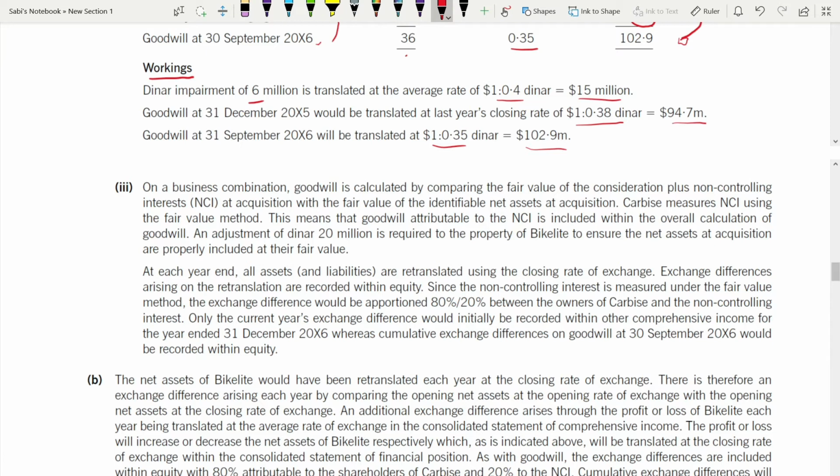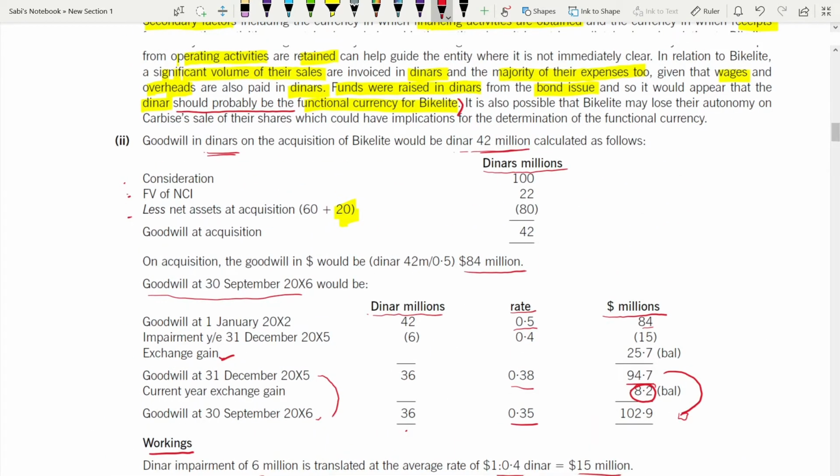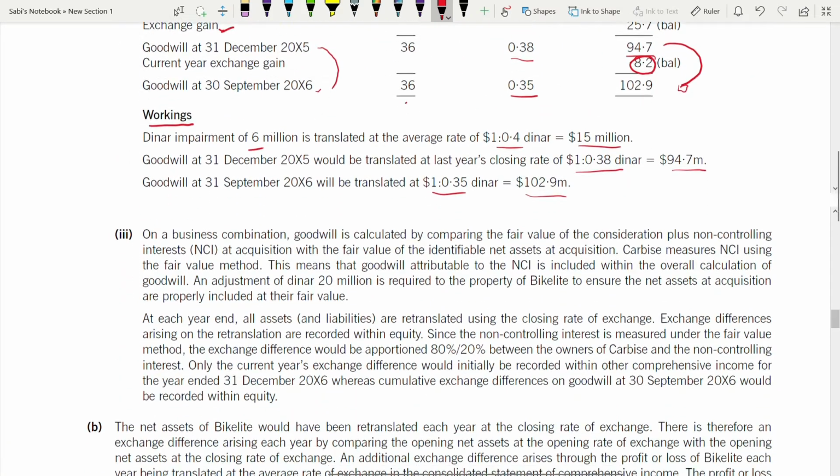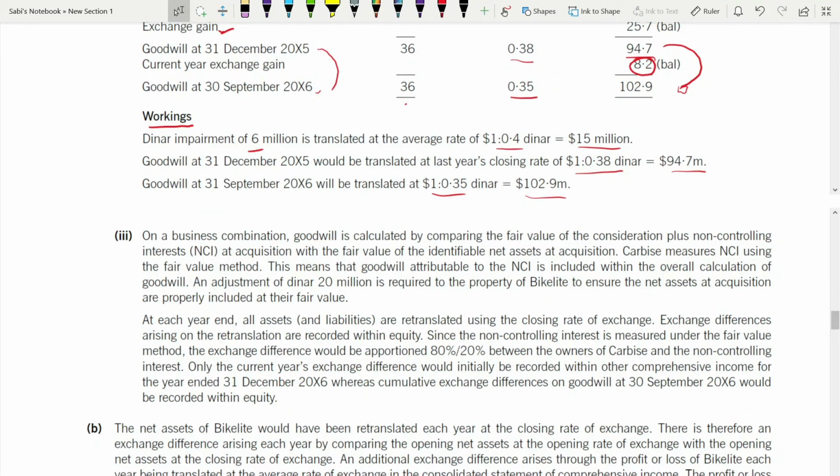Now you are writing how you calculated that goodwill. You are explaining. This explanation has to be there. Goodwill is calculated by comparing fair value of consideration plus the workings which you have done here. This table, can you see this table? Consideration plus fair value of NCI minus net assets at acquisition gives goodwill. The same you're writing in sentences, in words. There you need calculation, here you write in words. So goodwill is calculated by comparing fair value of consideration plus NCI at acquisition with the fair value of identifiable net assets at acquisition. Fairbuys measures NCI using the fair value method.